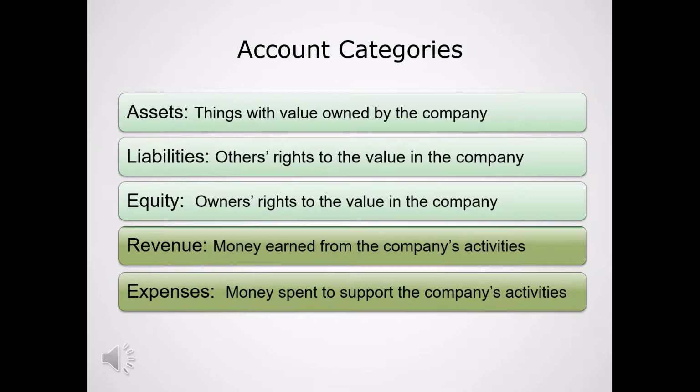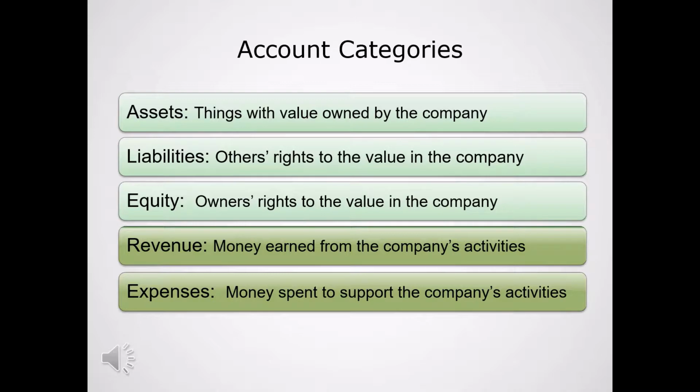Here's a brief review of the account categories you'll find in the accounting system. Every transaction affects at least one of these categories. They are assets, liabilities, equity, revenue, and expenses. You saw in the previous movie clips assets, liabilities, and equity. So let's review those first.